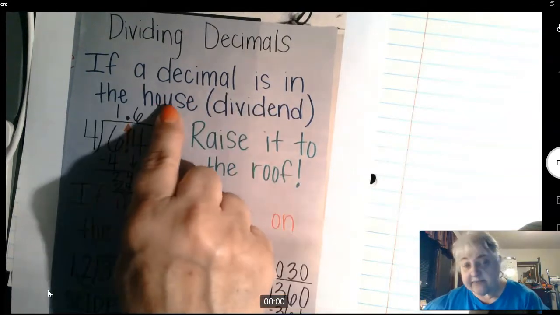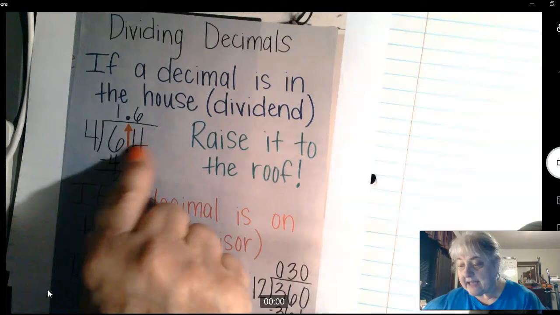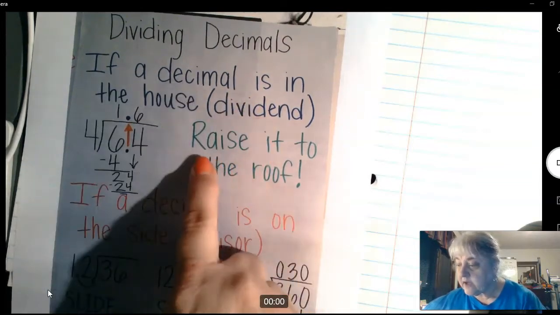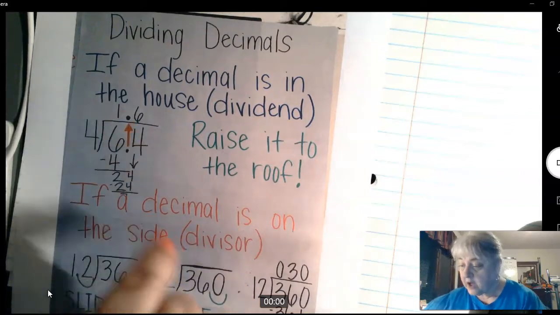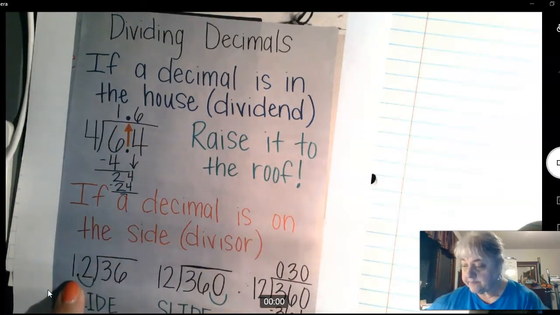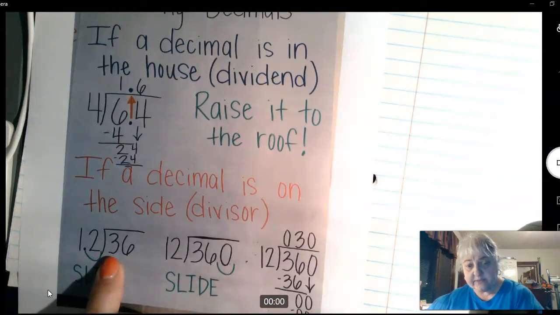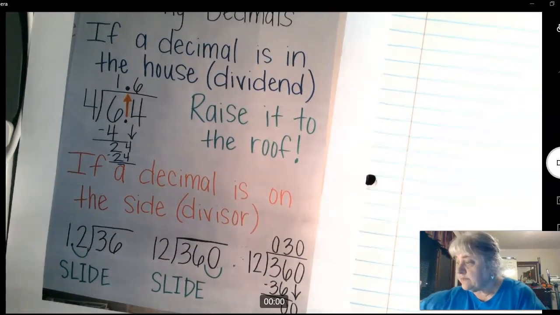If a decimal is in the house, remember the dividend because it's inside, it's in the den. If a decimal is in the house, raise it to the roof. That means that you bring it right on up top. If a decimal is on the side, over here with the divisor, you're going to slide it over to make it a whole number.